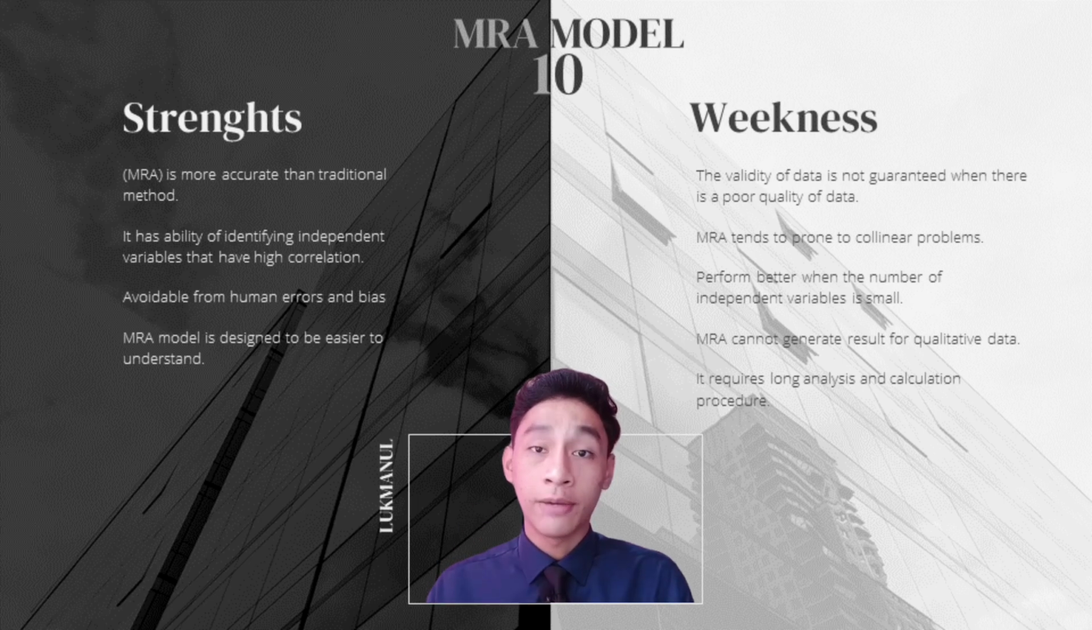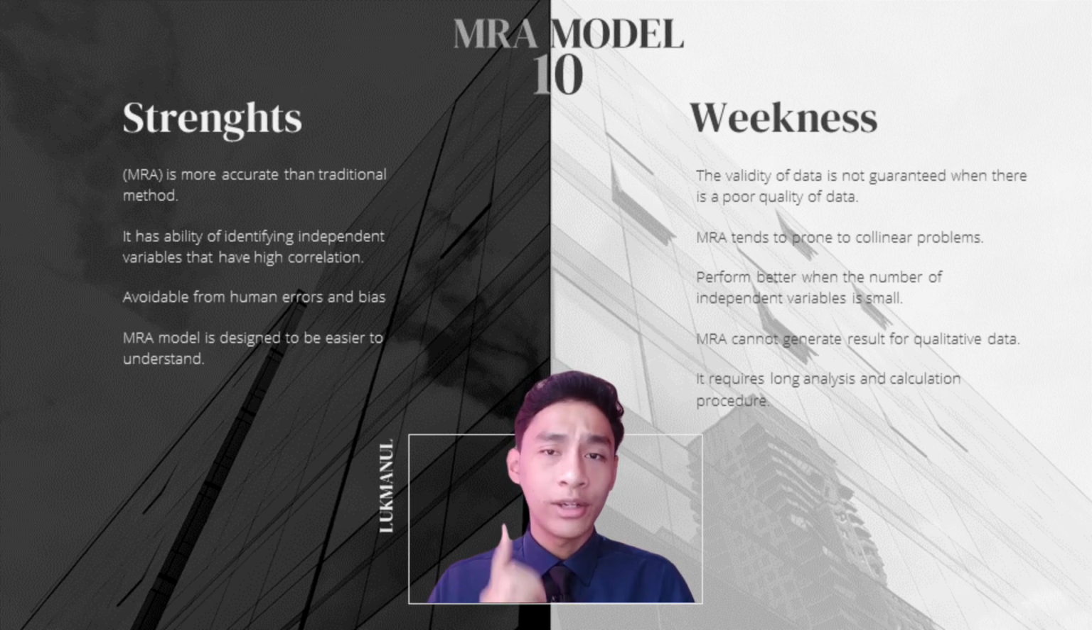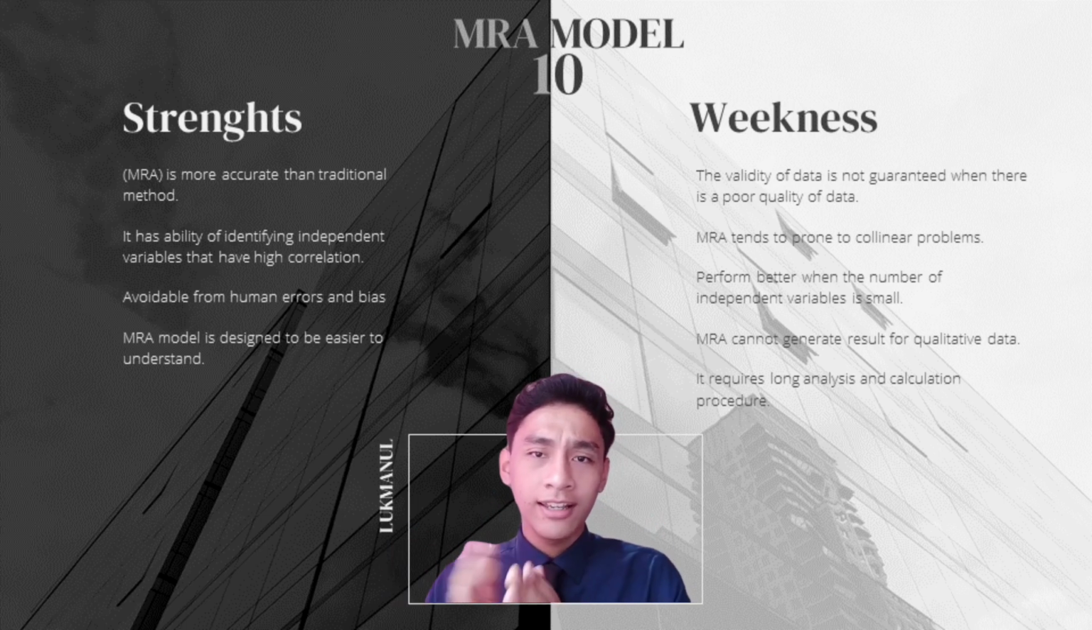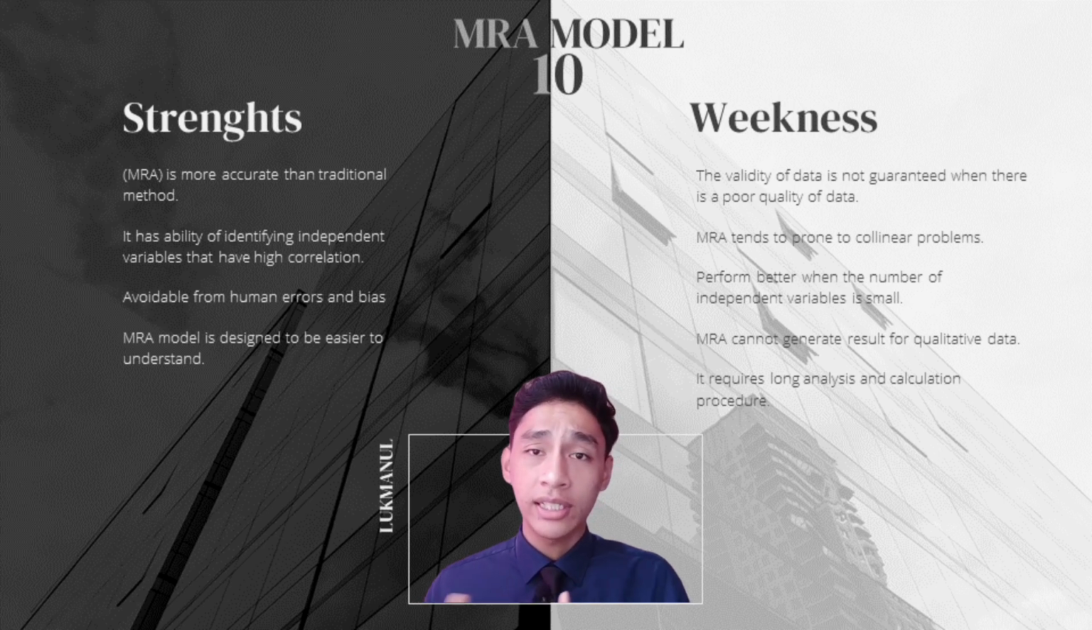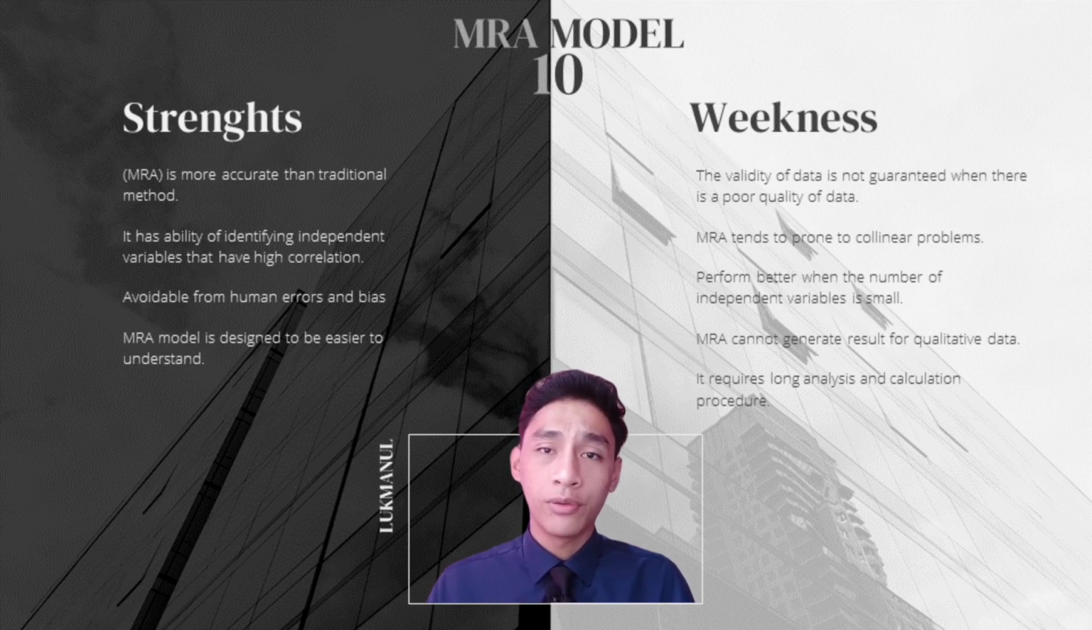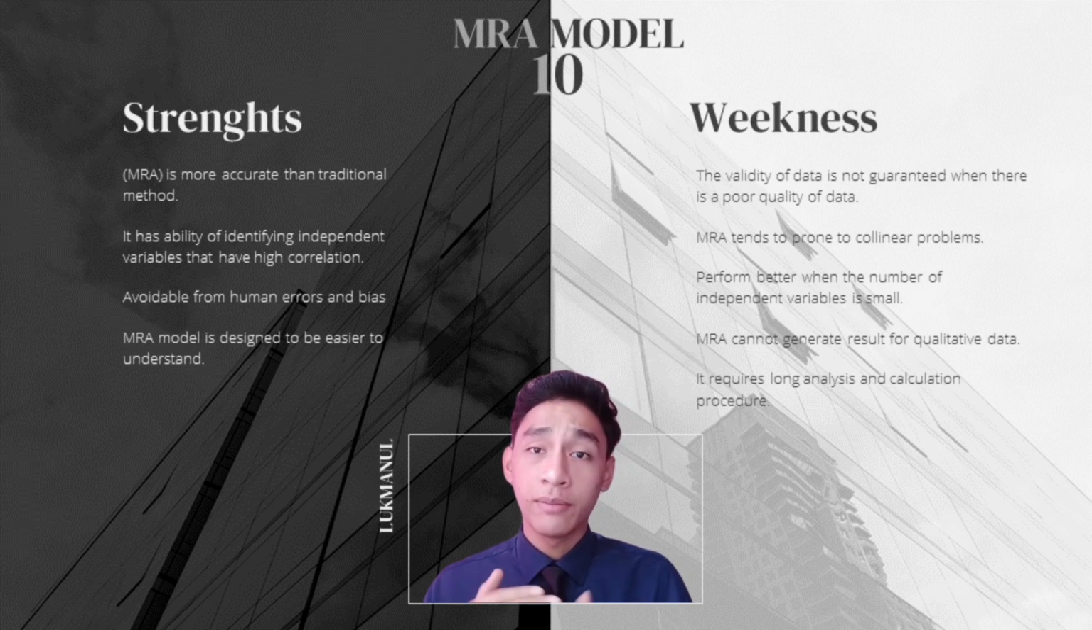And the second weakness is MRA tends to be prone to collinearity problems. When there is a high correlation between each independent variable, the result of the model might be imprecise or inaccurate since they will affect each other's independent variable predictive power, and the regression will lose its accuracy eventually. And the subsequent weakness of the MRA model is it only performs better when the number of independent variables is small. This is because a high number of variables can affect the reliability of the model to work well or properly.